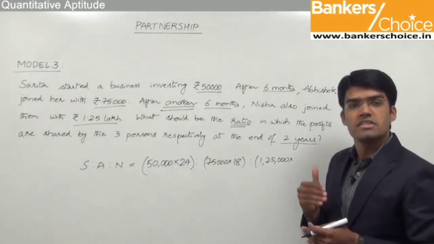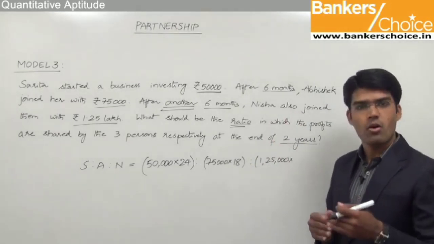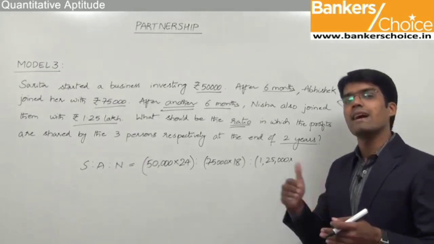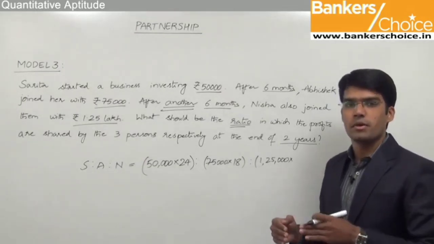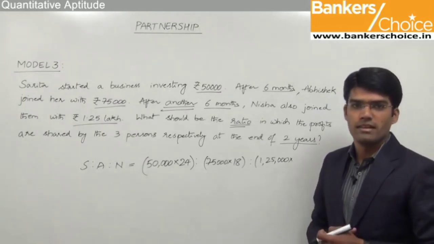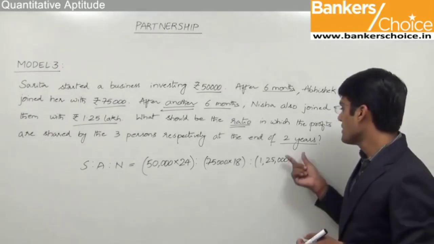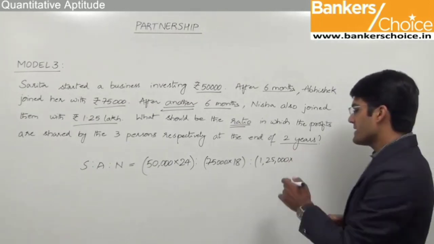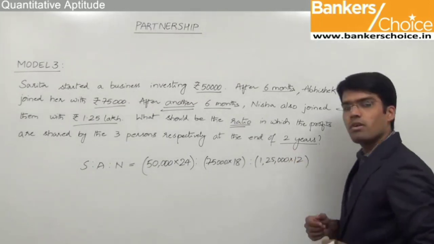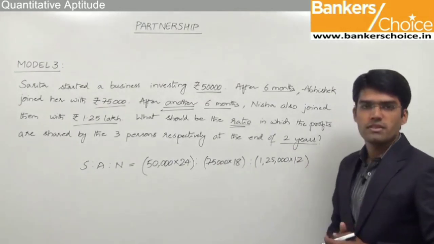So very clearly, Nisha was not present for the first 12 months in the business, as Abhishek had already joined 6 months late, and then after 6 months again, Nisha joined. So the total period here is 6 plus 6, where Nisha was not available. That means she was available only for the last 12 months, as the total period is 2 years. So we can say that Nisha was present only for the last 12 months. And this will give us the ratio in which they should share the profits.